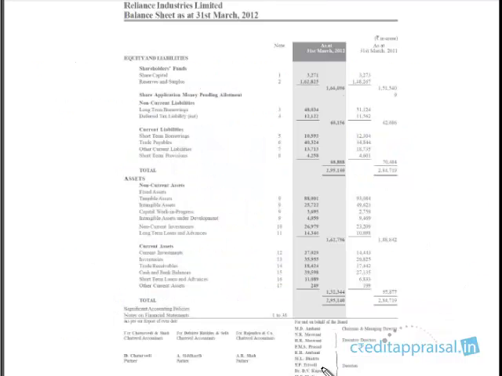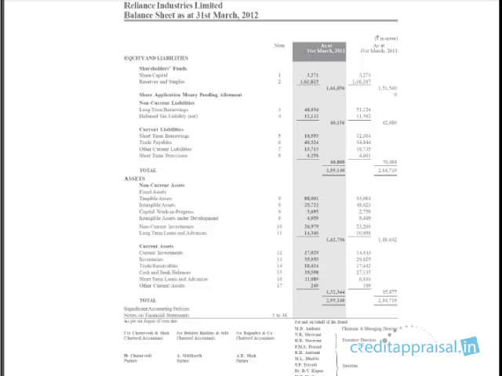We'll have a look at the balance sheet of Reliance Industries for the year ended 31st March 2012. The font is a bit low here. Maybe we need to zoom in. Please see if you can do that on your computer.